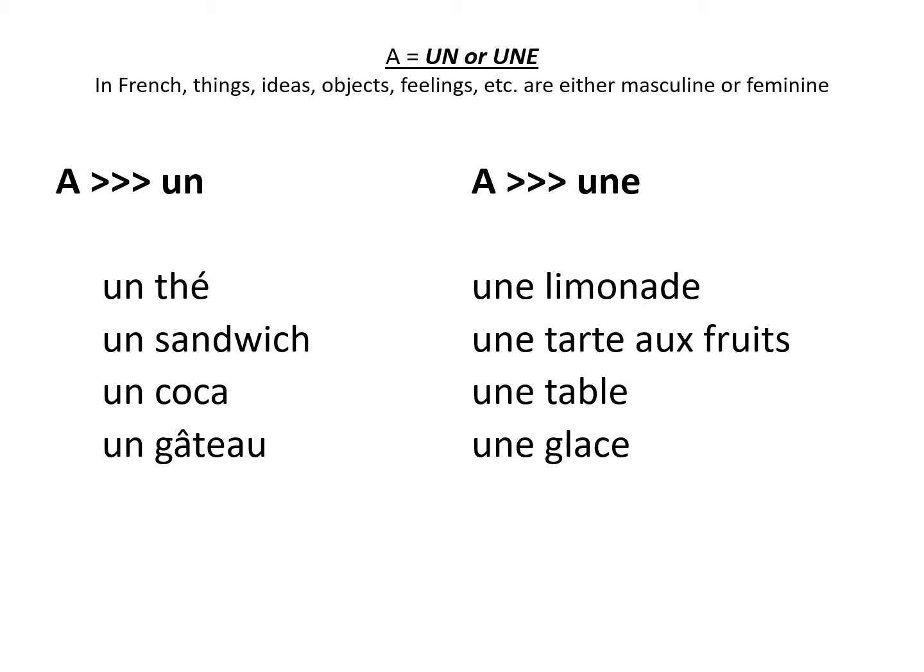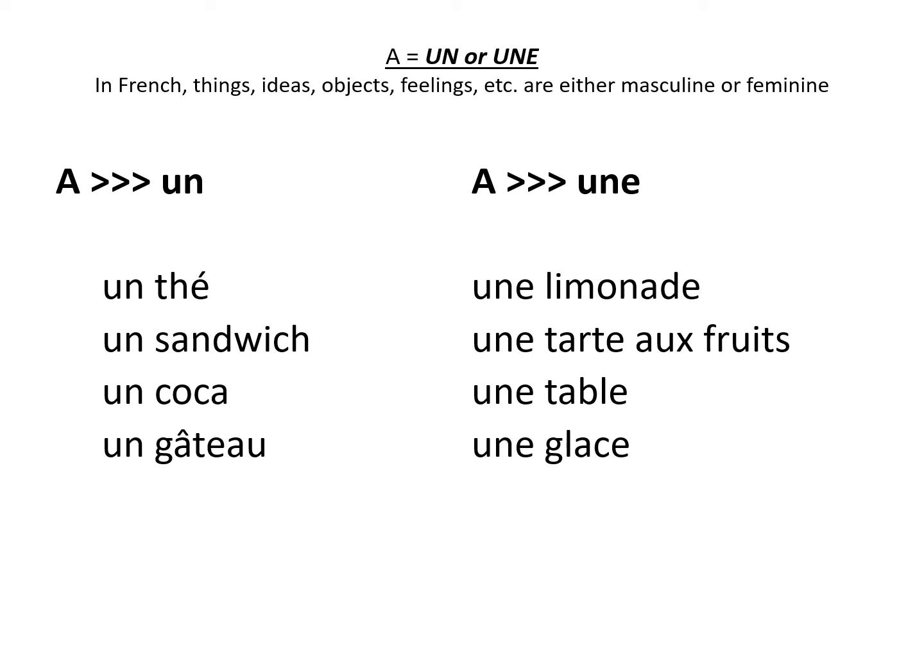So a means un or a means une. Same questions. What do we have? What have I written? Un thé, un sandwich, un coca, un gâteau on one side, and une limonade, une tarte aux fruits, une table, une glace on the other side. Have a think. That is correct.